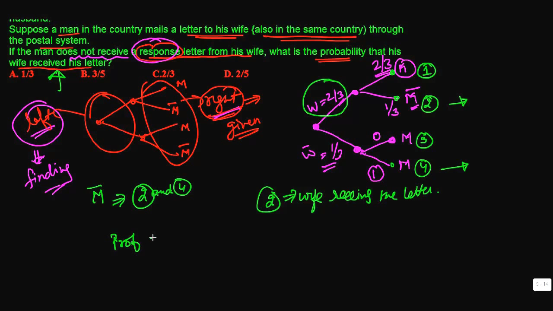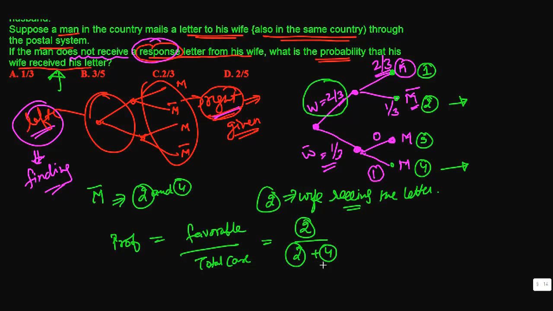So the probability is given as favorable cases divided by total cases. Here my favorable case is where the wife is receiving the letter. So my favorable case is node 2, and my total case is node 2 plus node 4. When we say node 2 plus node 4, we need to add the probabilities. So the probability is given as probability of node 2 divided by probability of node 2 plus probability of node 4.